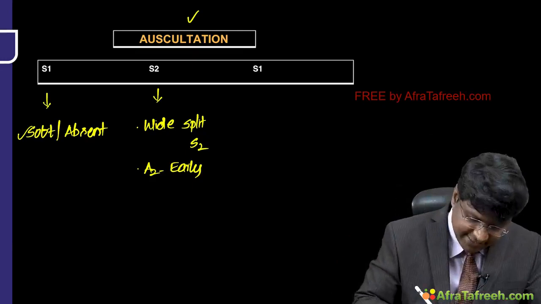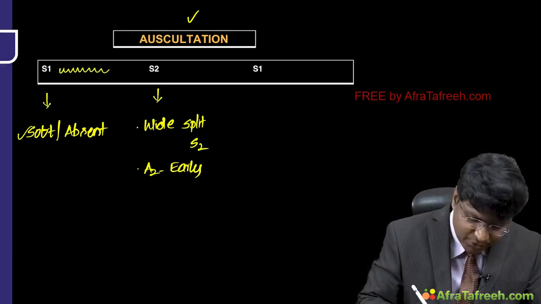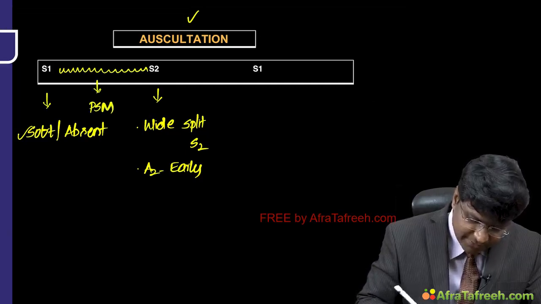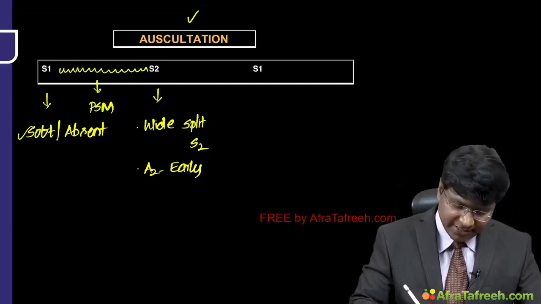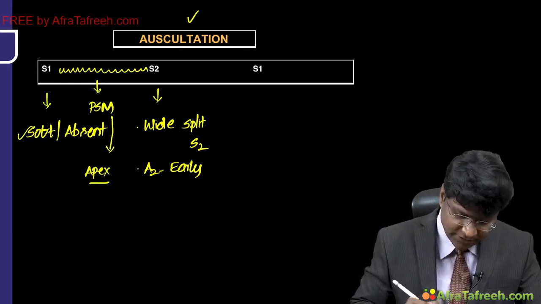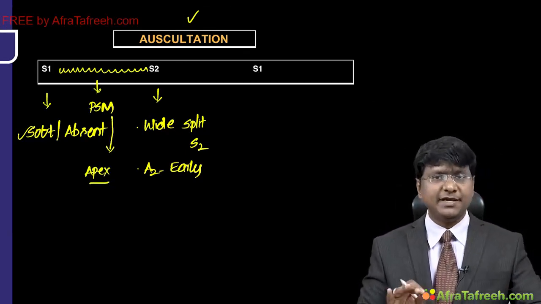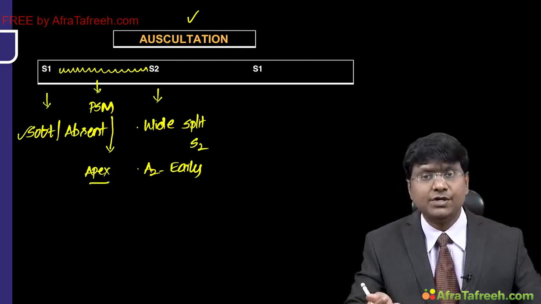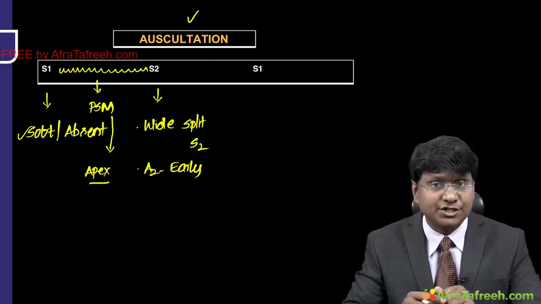And in the systole, what is it that you will listen to? You will listen to a murmur. And this particular murmur is the pansystolic murmur, and this pansystolic murmur is heard at the apex. Now, after S2, then comes the diastolic phase. So in the diastolic phase, you have many additional sounds.